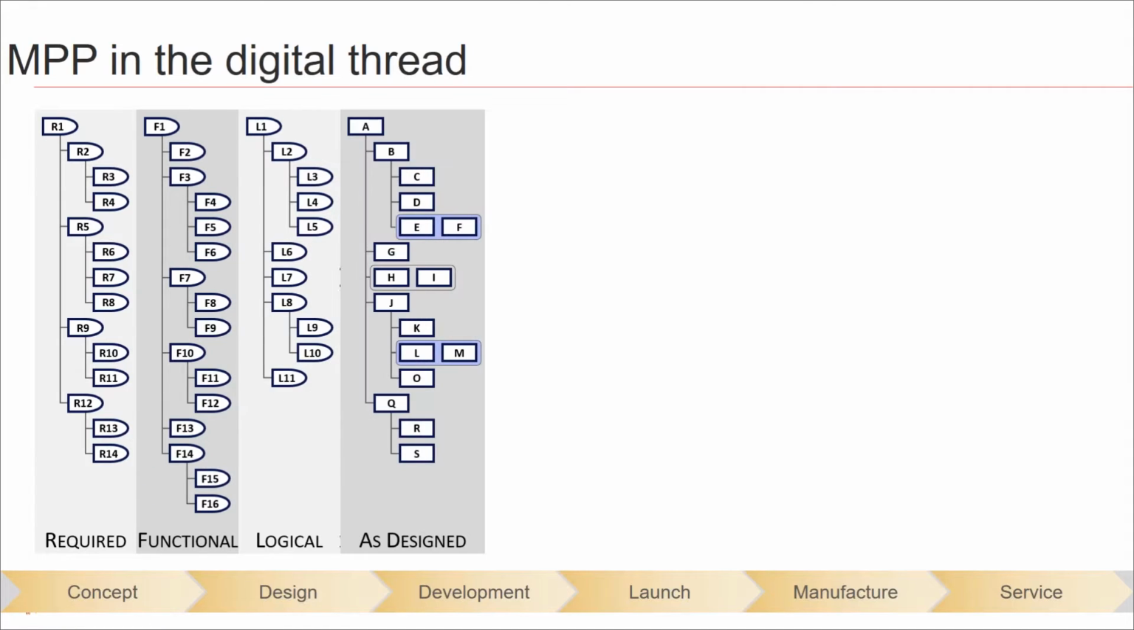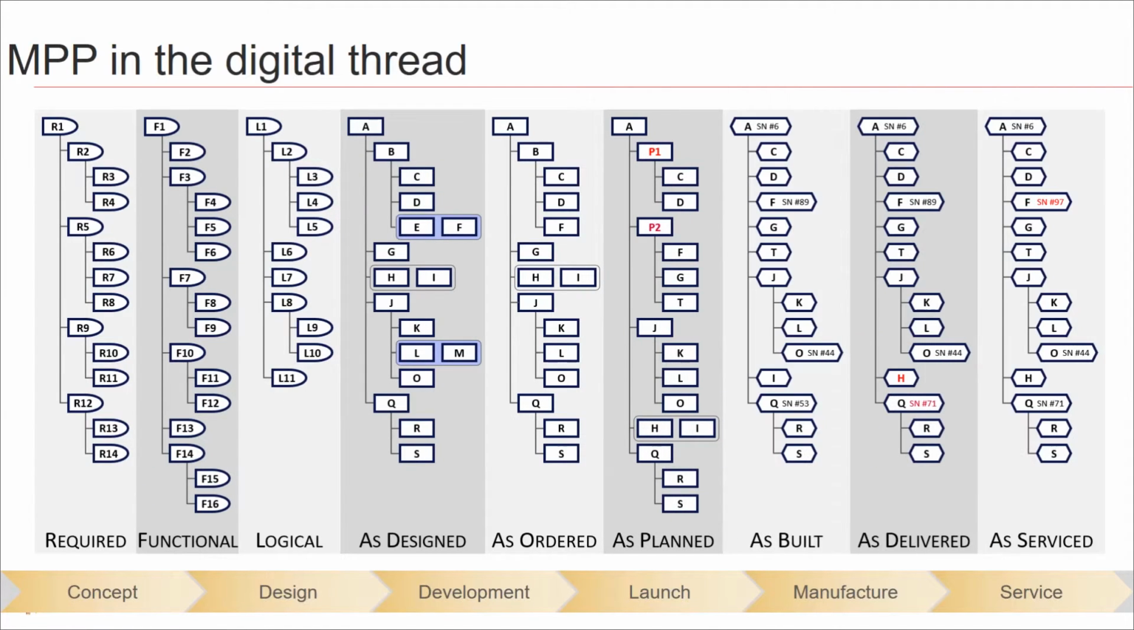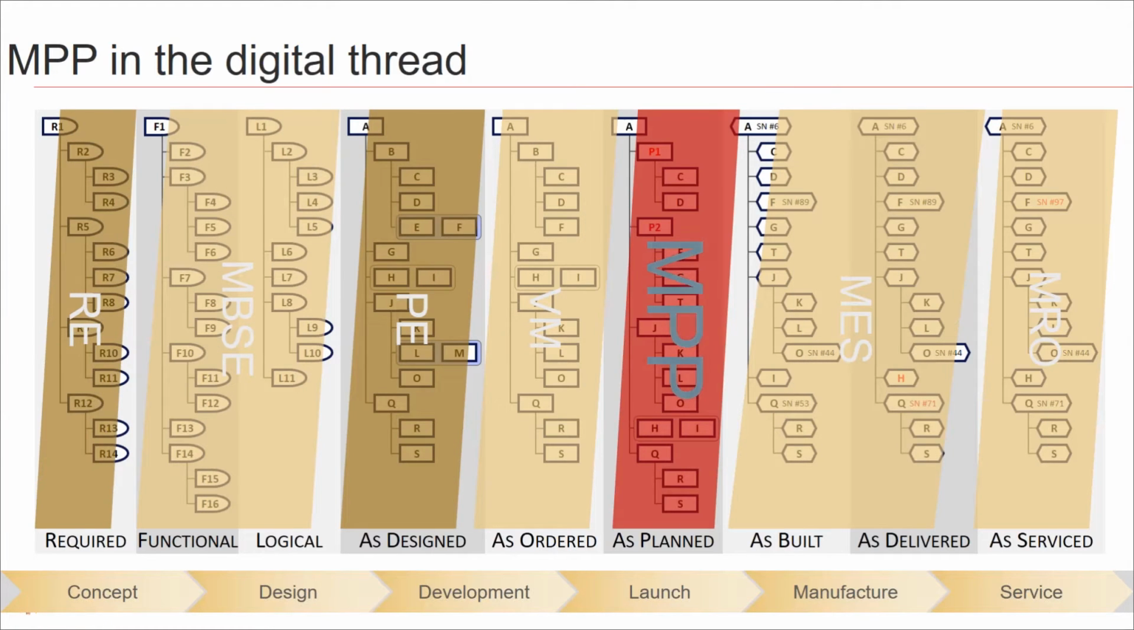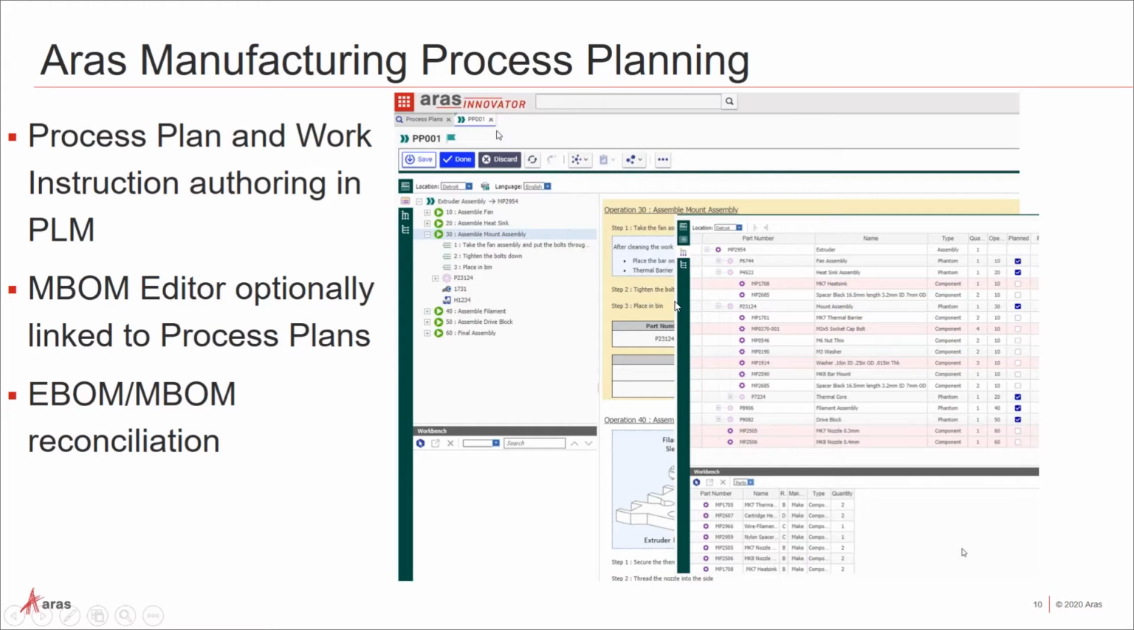So where does this fit into our view of the digital thread? We have various structures here that we're looking at, all the way from conceptual design through the launch and manufacture. And we have various products that we offer in our portfolio to address these particular areas, all the way from requirements engineering through to our new MRO capability. And what we'll be talking about today is manufacturing process planning. A couple slides just to show you what it's about, and then we'll get into the demo.